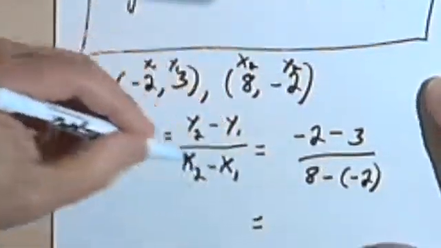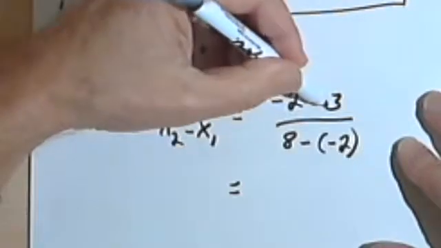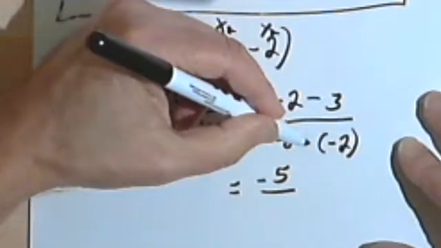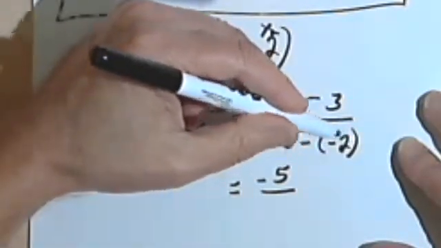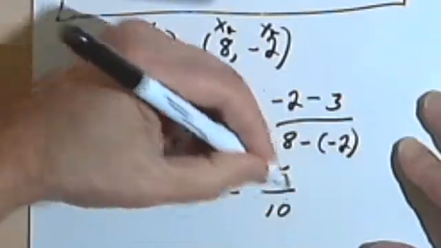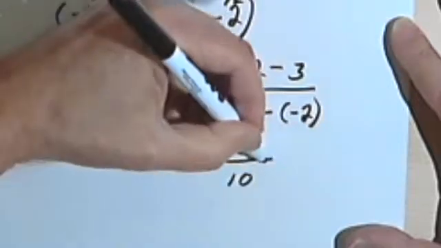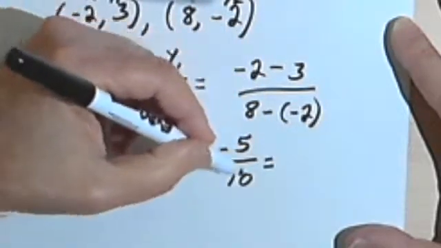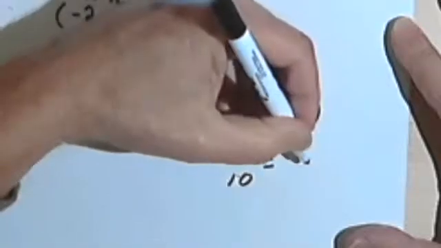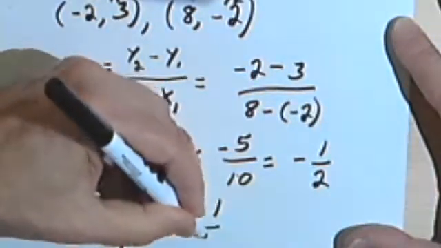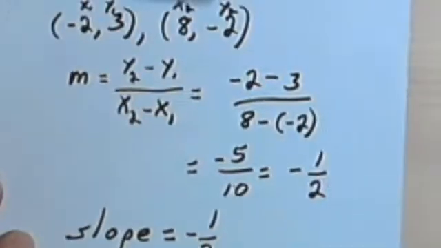And so let's see what that equals. Well, -2 minus 3 is -5. And 8 minus -2, minus the negative is plus, so that's 8 plus 2 is 10. And I can simplify this fraction. I've got -5/10. I can simplify that by dividing the numerator and the denominator by 5. And that will give me -1/2. So my slope is -1/2.